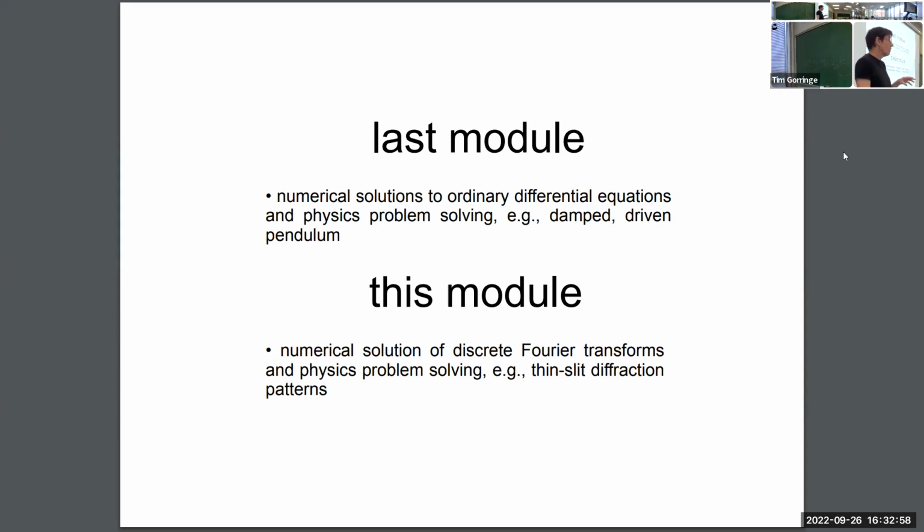That's also a very big topic in computational physics. And one of the examples we use here too is the damp-driven pendulum that we've already met. So basically, we're moving on from ordinary differential equations, then numerical solution, towards Fourier transforms and their numerical solution.